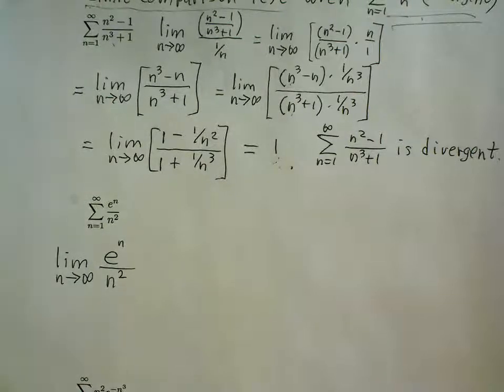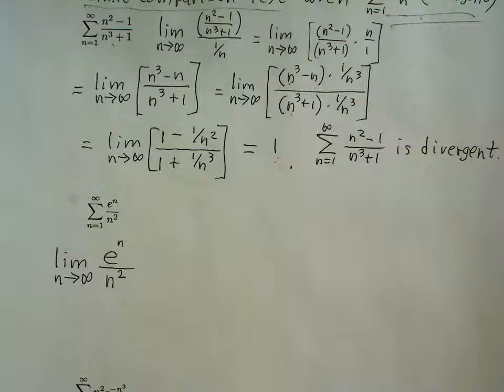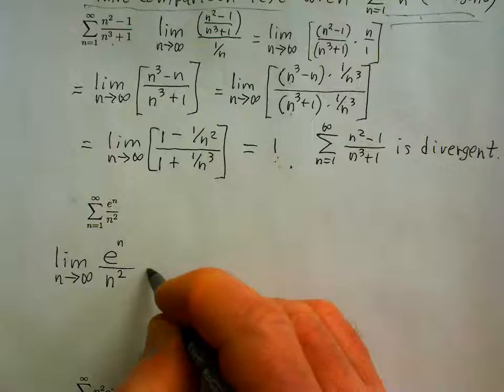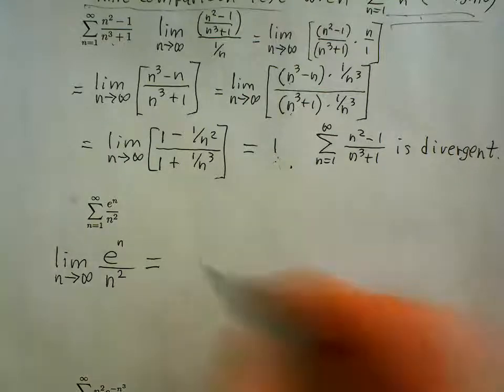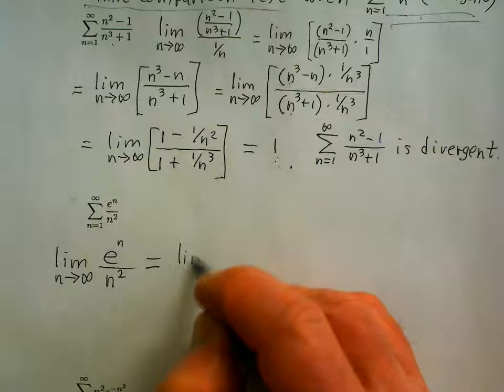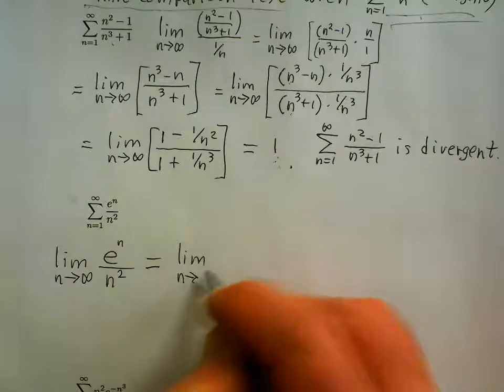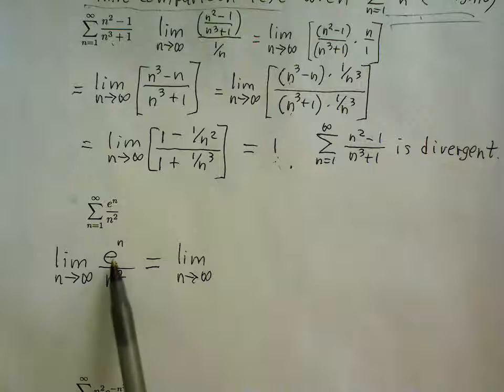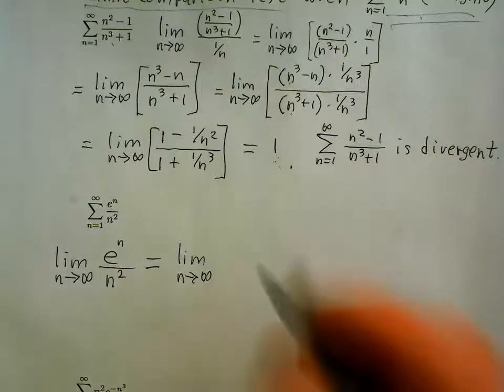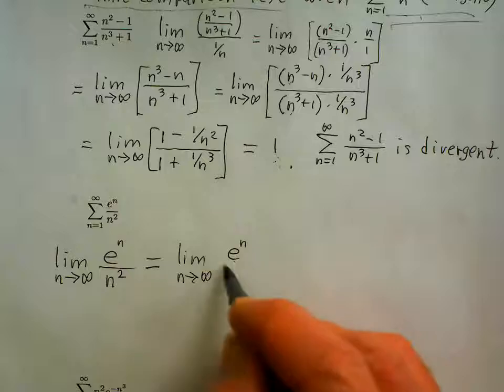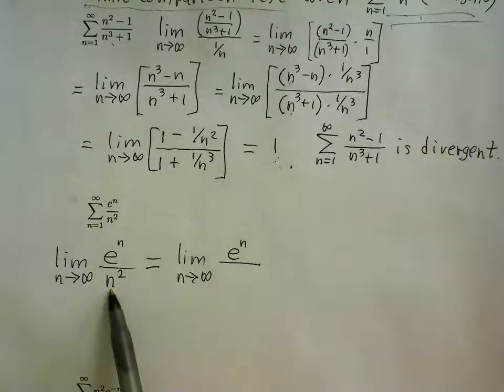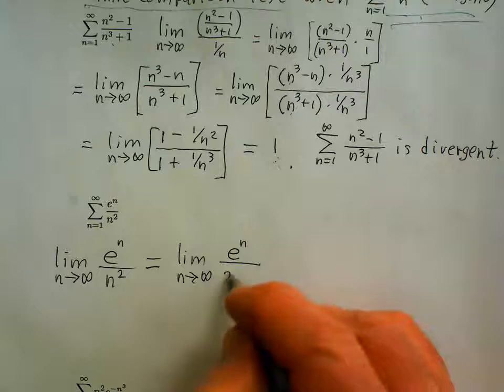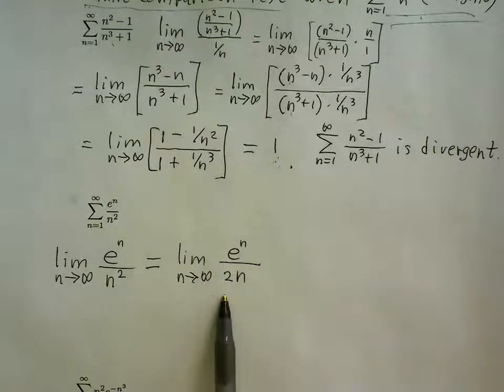Well, we get infinity over infinity. So L'Hopital's rule can be used. The derivative of e to the n with respect to n is just e to the n. And the derivative of n to the second with respect to n is 2n. And then this limit is also infinity over infinity, but we can use L'Hopital's rule again.